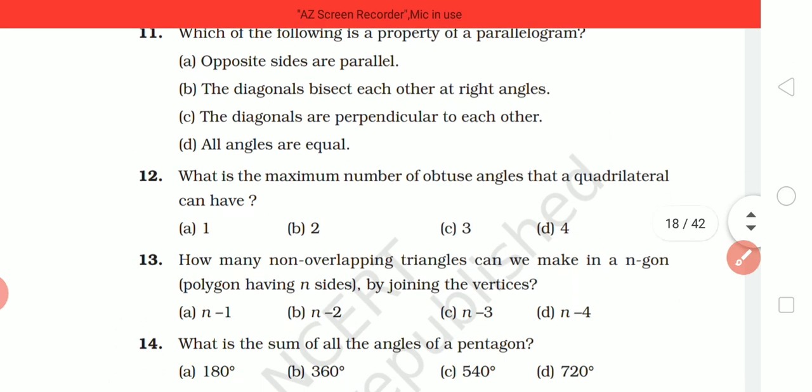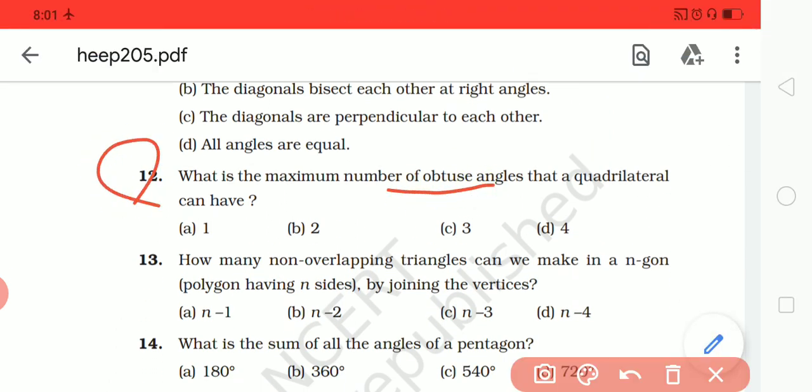Question number 12. What is the maximum number of obtuse angles that a quadrilateral can have?